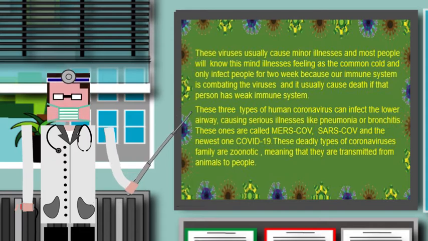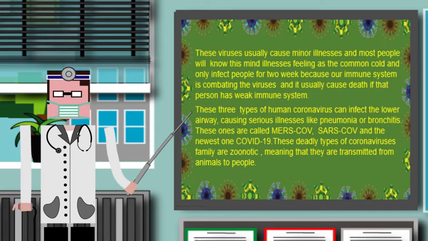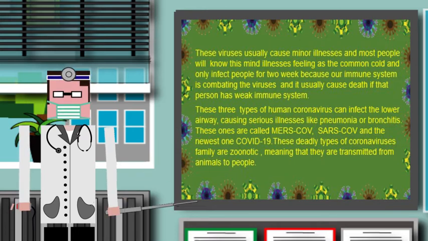These 3 types of human coronavirus can infect the lower airway, causing serious illnesses like pneumonia or bronchitis. These ones are called MERS-CoV, SARS-CoV, and the newest one, COVID-19. These deadly types of coronaviruses are zoonotic, meaning that they are transmitted from animals to people. That was a brief history of the metamorphosis of the human coronavirus.